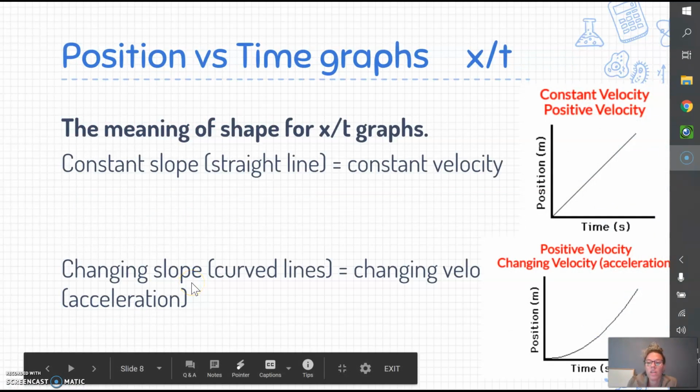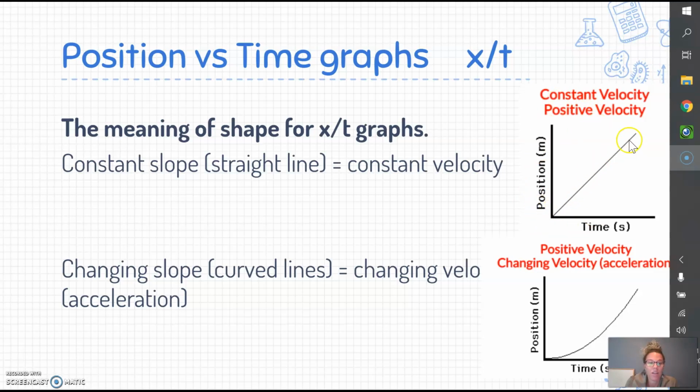Okay, so now we get to what we need to write down. If we take a look here, we have a graph that, starting at (0, 0), has a positive slope up. Notice how it says the meaning of the shape for an x divided by t graph. This means position divided by time. And x, a lot of times in physics we denote position with x. That's the variable that is used for the word position.